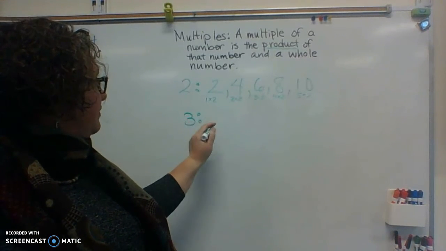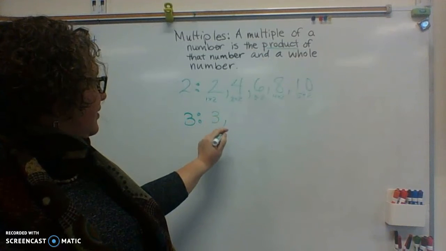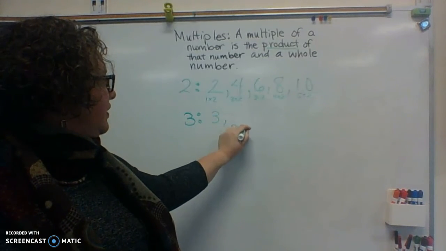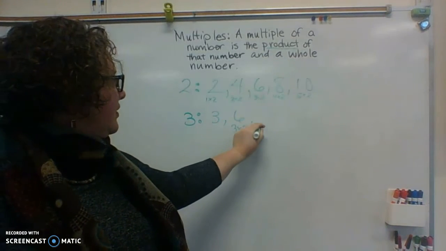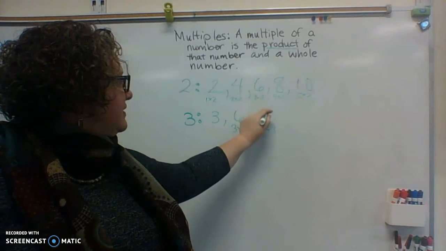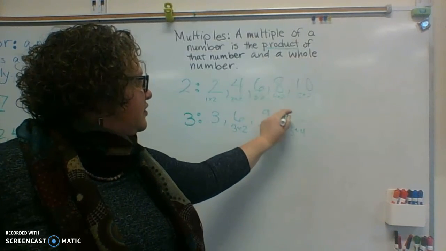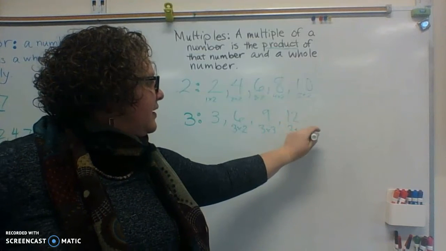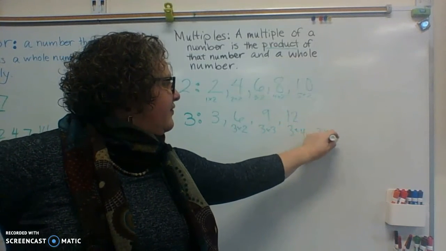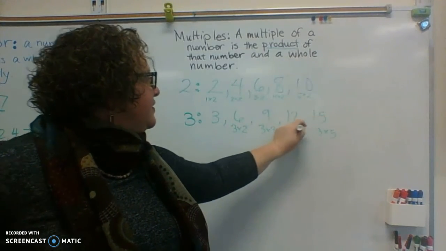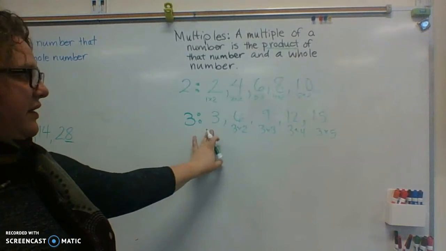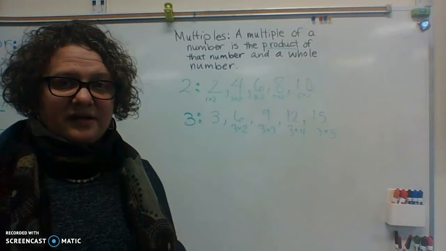So 3 times 1 is 3. 3 times 2 is 6. 3 times 3 is 9. 3 times 4 is 12. And 3 times 5 is 15. So the first 5 multiples of 3 are 3, 6, 9, 12, and 15.